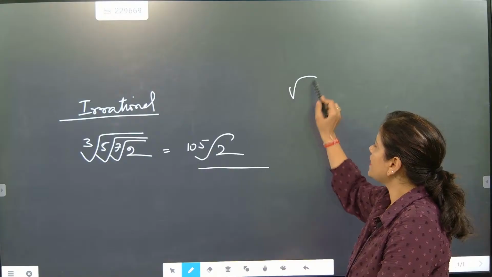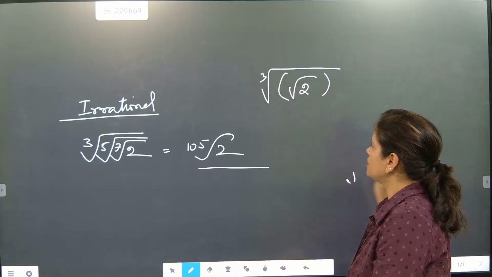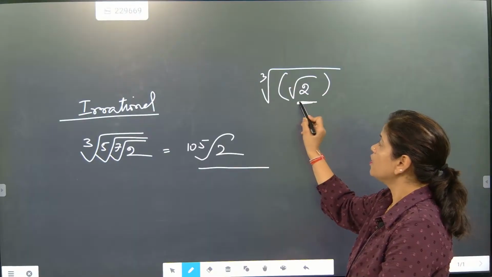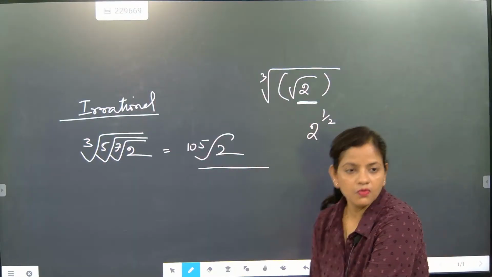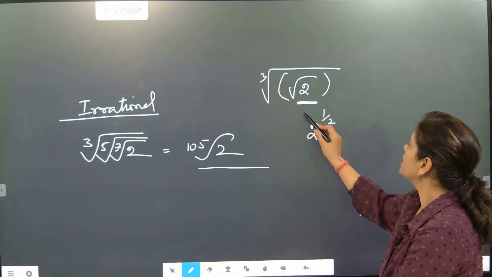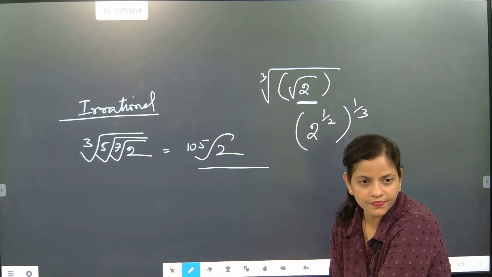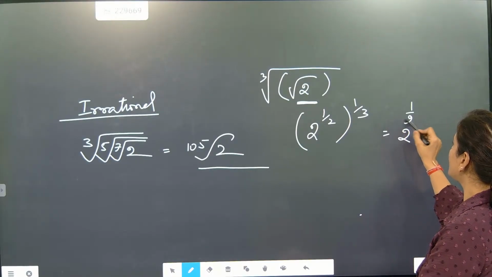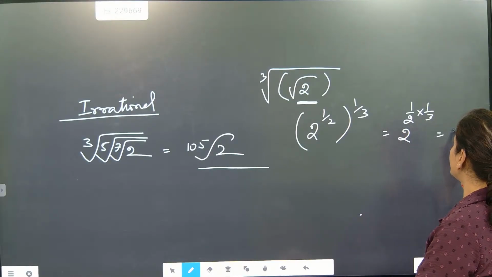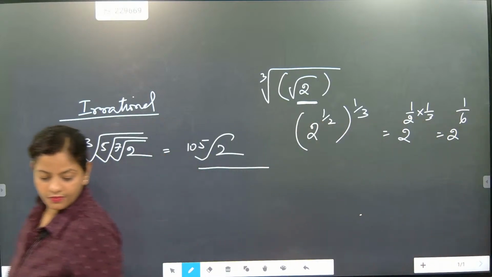When somebody writes square root of this and then cube root, what does it mean? What is the meaning of root 2? Root 2 means 2 to the power 1 by 2. Cube root means 1 by 3. So now it will become 2 to the power 1 by 2 into 1 by 3, which is 2 to the power 1 by 6. Note down this one. This is a very important thing.